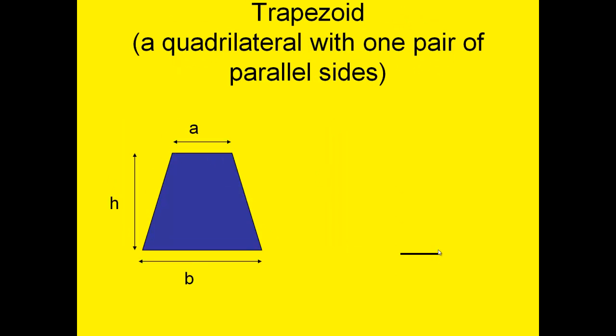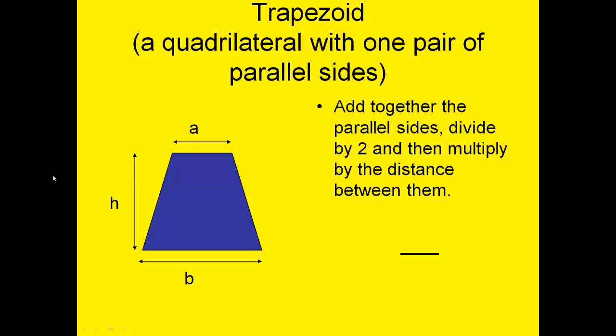Okay, let's see the area of a trapezoid. In a trapezoid, we have two bases, one up and one down, A and B. And we need the height, the vertical height. What is the vertical height? It's the perpendicular line between the two bases.